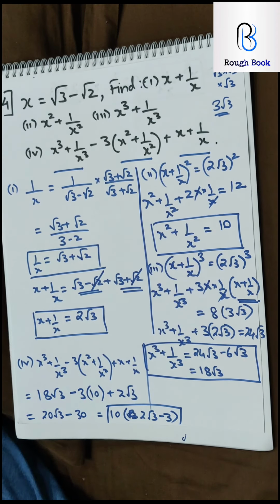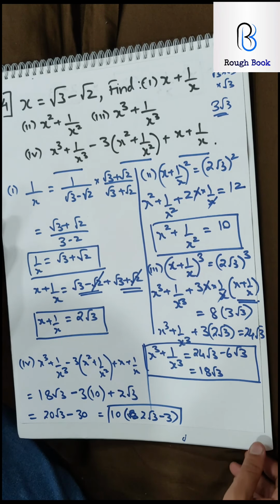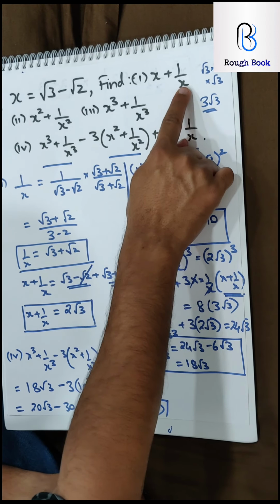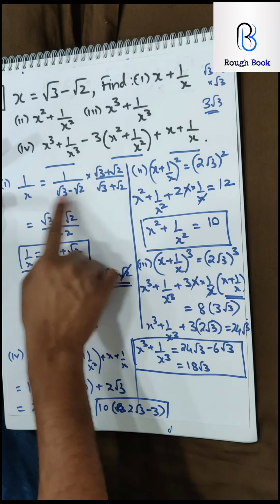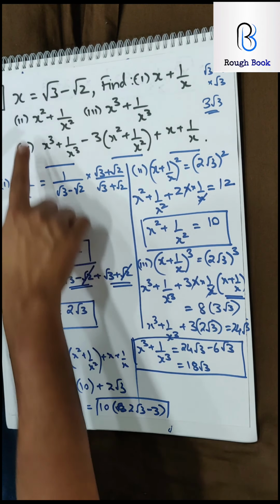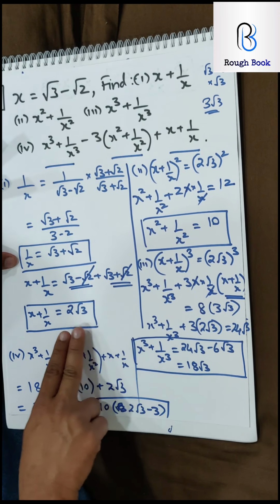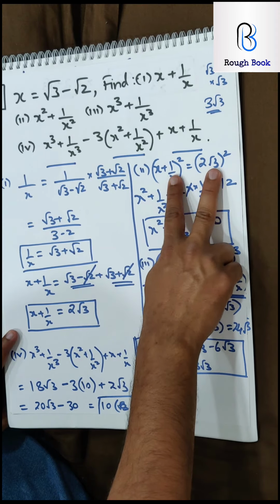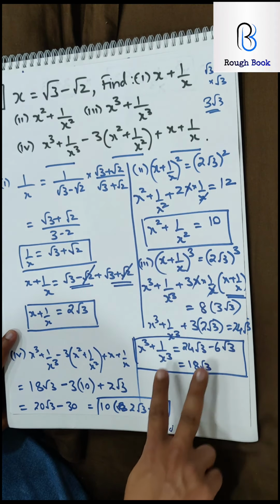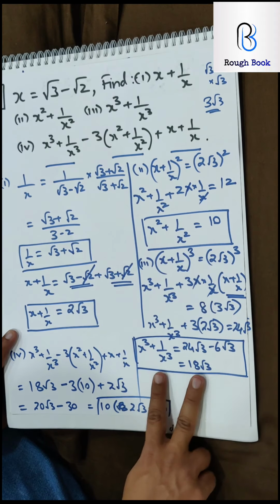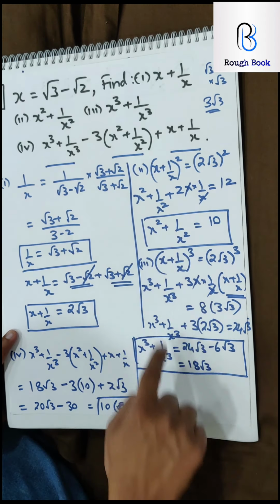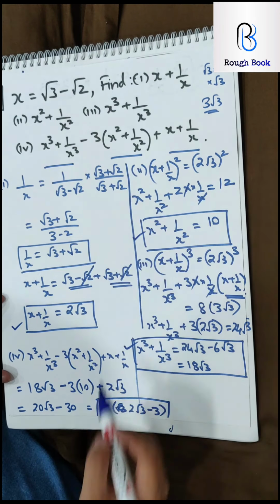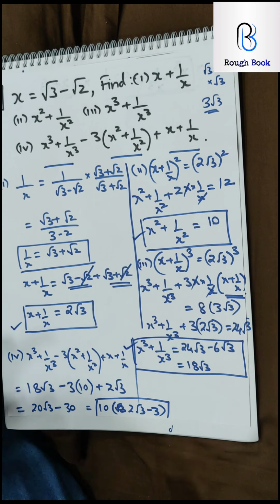I want to spend some more time on this sum once again. It's a very good question from the exam point of view. Put a star beside it. So x is given, x plus 1 upon x. So we take 1 upon x first, rationalize it, and then take x plus 1 upon x together, and we get the first answer. This is the most important answer. We pick this and square it. We pick this and cube it. So we get the square and the cube answers. Then we pick 1, 2 and 3, and take the bigger one and substitute everything in that to get the final answer.